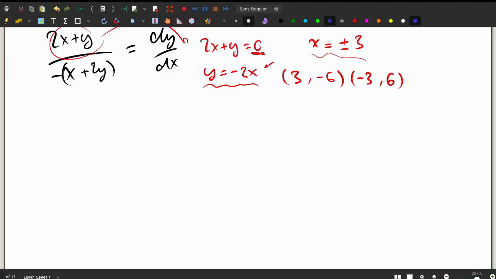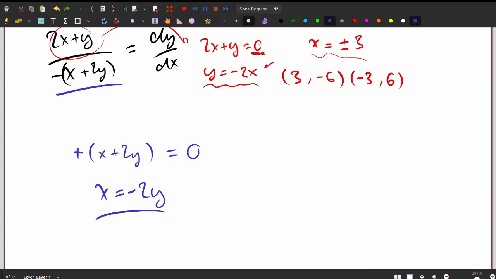Wherever the derivative is undefined, the only way this function can be undefined is if our denominator equals 0. So we're going to say negative x plus 2y is equal to 0. Now, because 0 is neither positive nor negative, this doesn't matter. So therefore, I can say x is equal to negative 2y. Once again, we can simply plug this back into the function to find where those points actually lie.